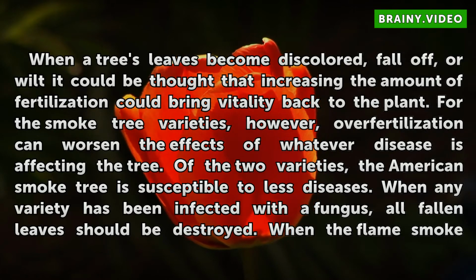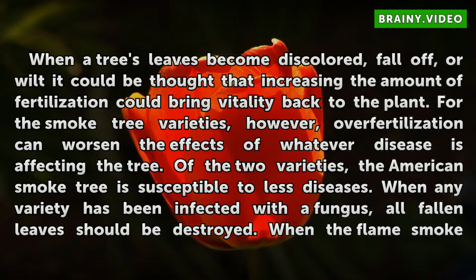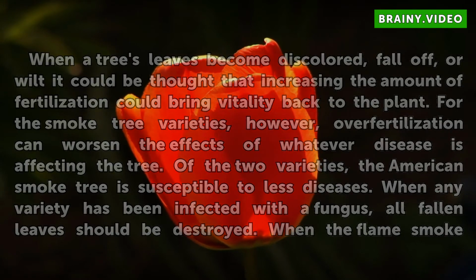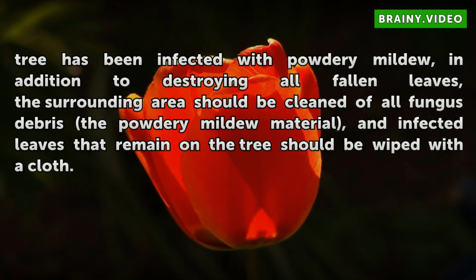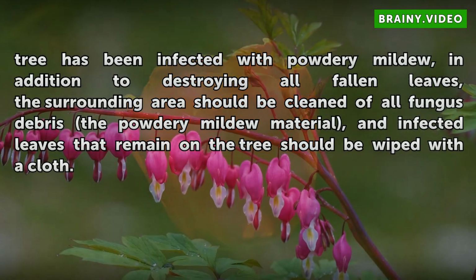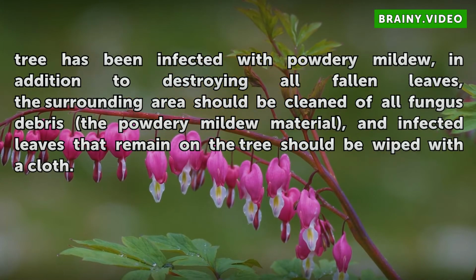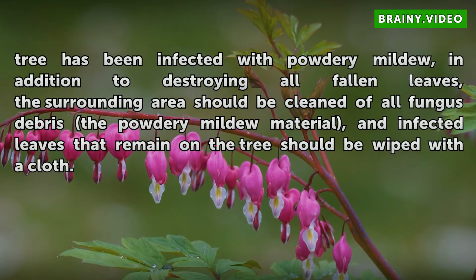When any variety has been infected with a fungus, all fallen leaves should be destroyed. When the flame smoke tree has been infected with powdery mildew, in addition to destroying all fallen leaves, the surrounding area should be cleaned of all fungus debris, the powdery mildew material, and infected leaves that remain on the tree should be wiped with a cloth.